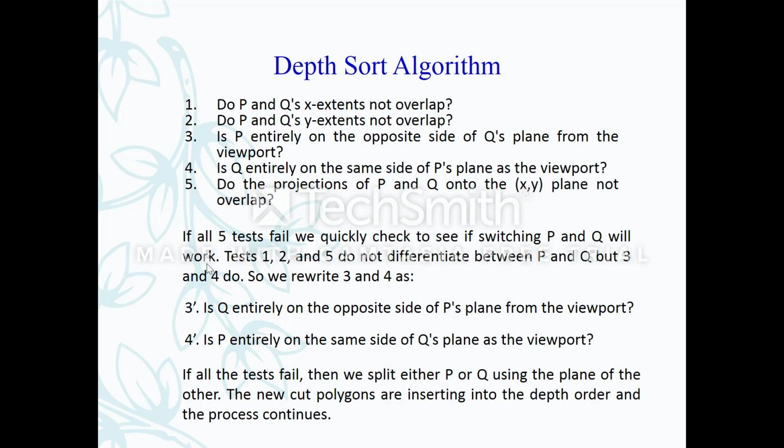Tests 1, 2 and 5 do not differentiate between P and Q, but 3 and 4 do. So we rewrite 3 and 4 as: is Q entirely on the opposite side of P's plane from the viewpoint? Is P entirely on the same side of Q's plane as the viewpoint? If all these tests fail, then we split either P or Q using the plane of the other. The new cut polygons are inserted into depth order and the process continues again from the start.